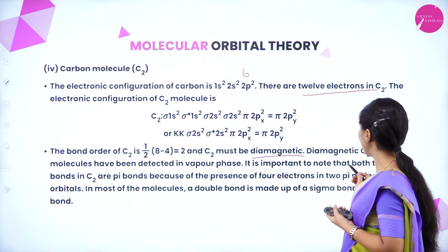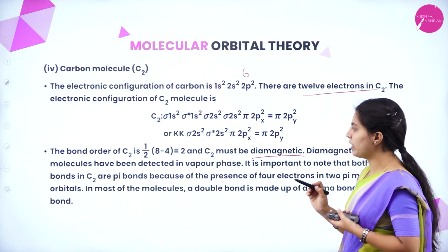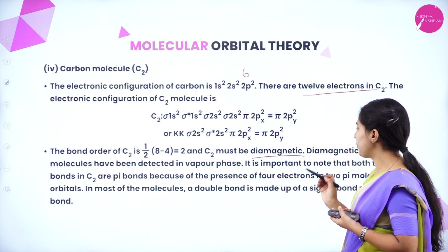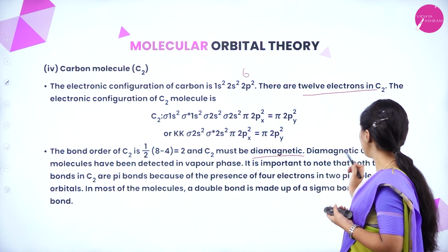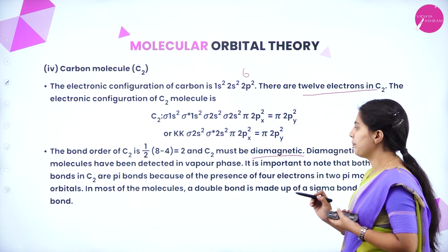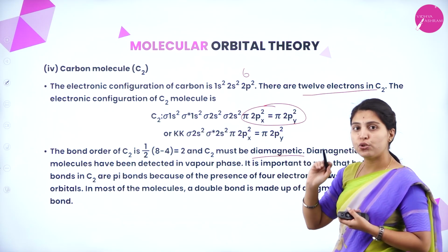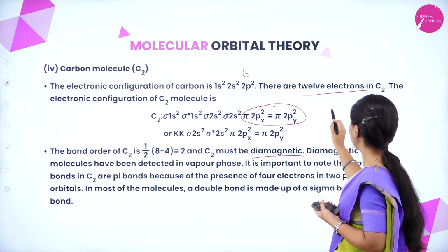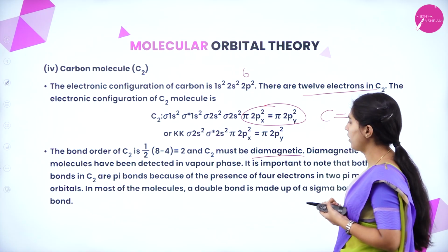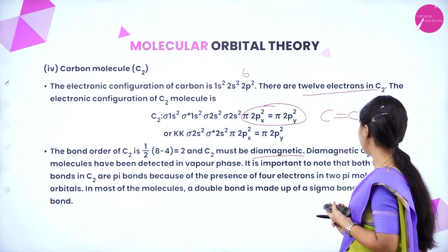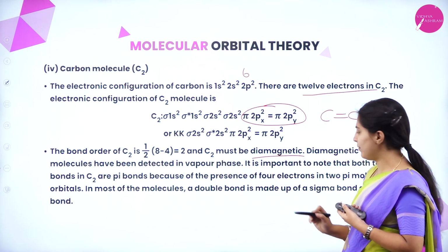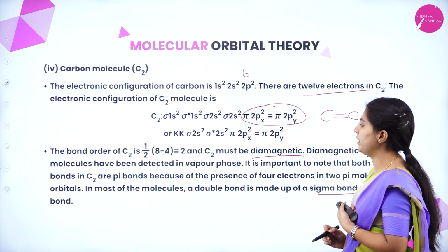It is important to note that both the bonds in C2 are pi bonds because of the presence of 4 electrons in 2 pi molecular orbitals. See here, due to this, it will form 2 pi bonds between these carbons. A double bond is usually made up of a sigma and a pi bond. One will be sigma and one will be pi.